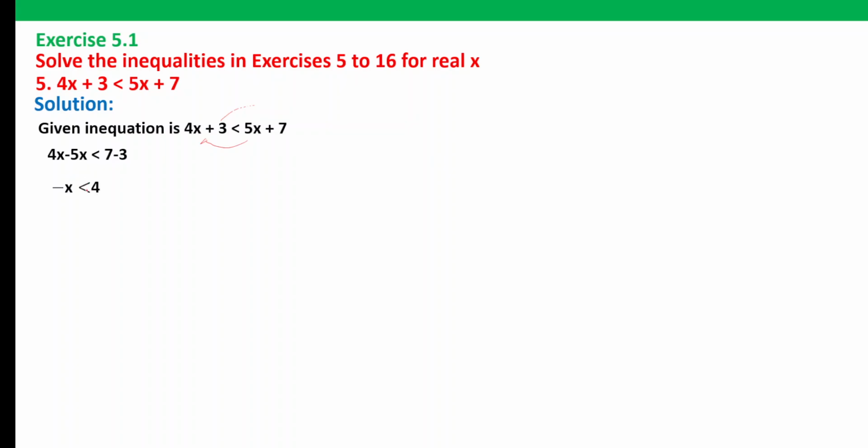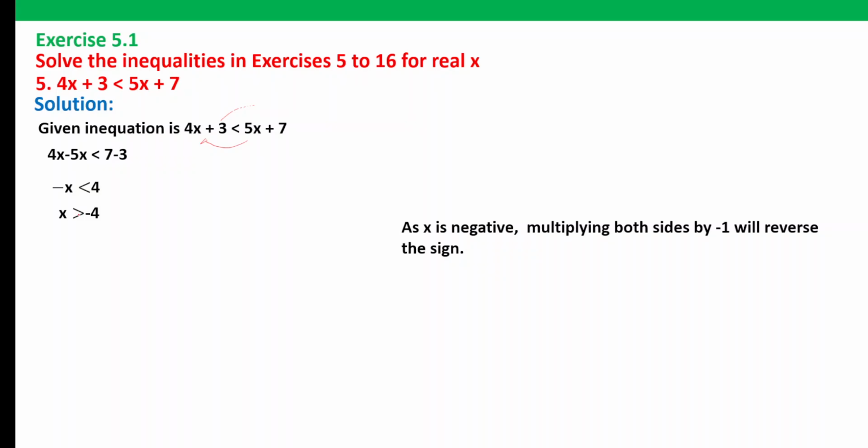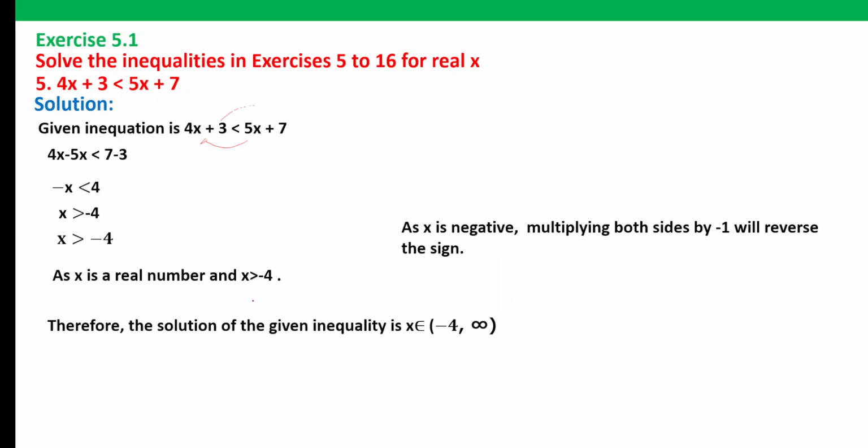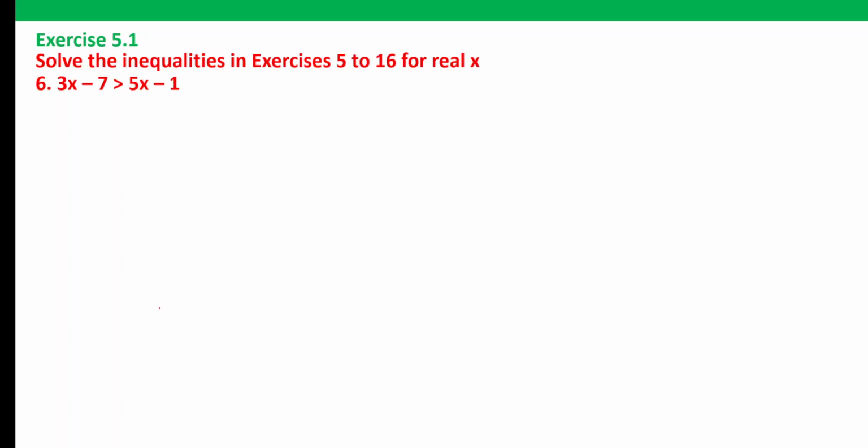That is minus x is less than 4. As x is negative, when we multiply by minus 1, the sign will change. Therefore x is greater than minus 4. As x is a real number, because here they are asking for real x values, and x is greater than minus 4, the solution of the given inequality is x belongs to minus 4 to plus infinity. Let us solve the sixth question.